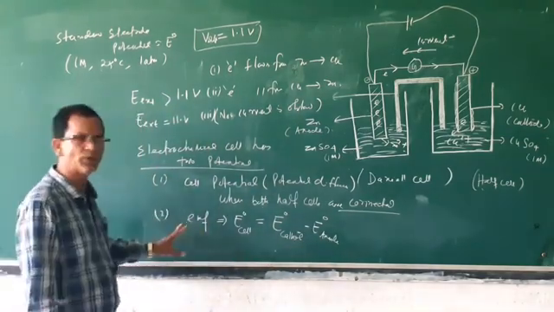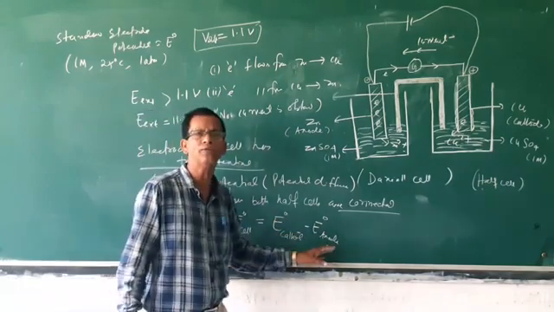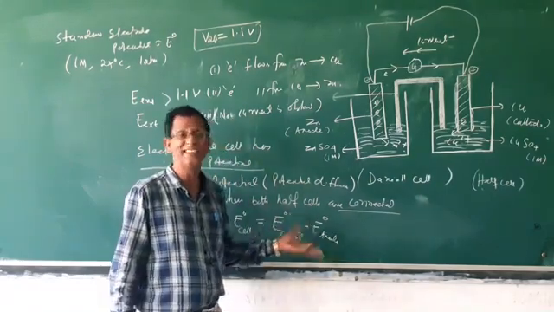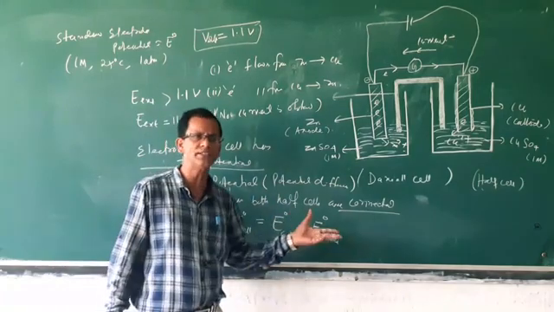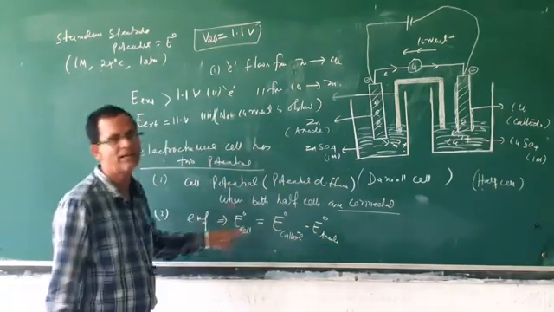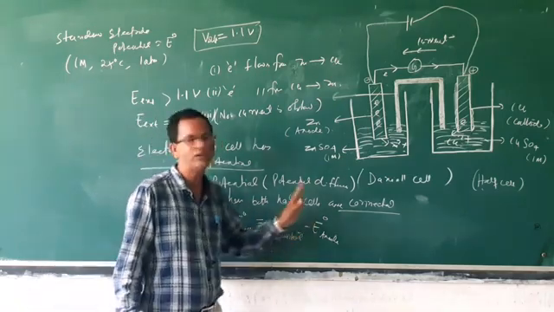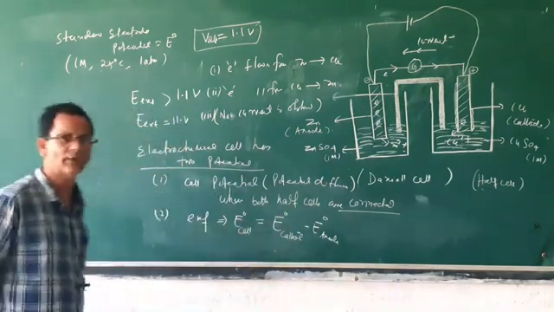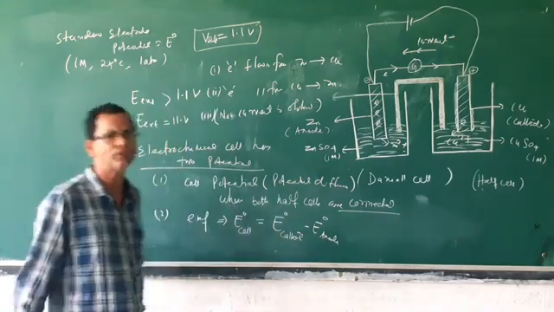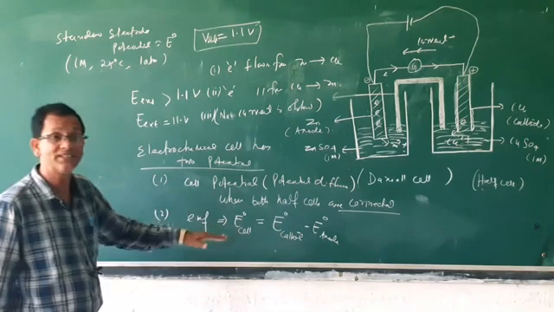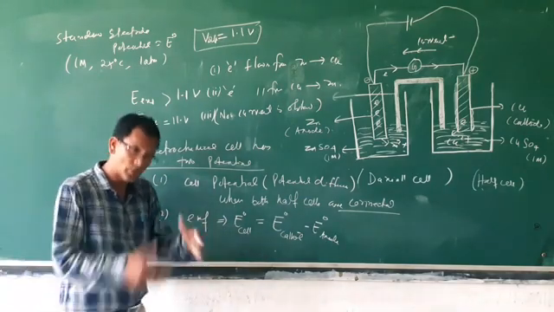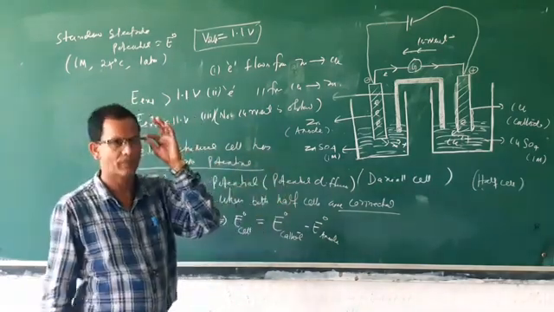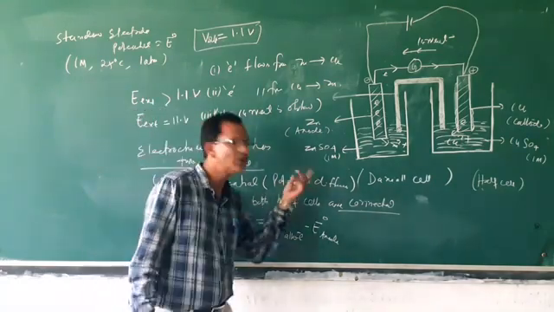E cell, that electromotive force, is equal to E naught of cathode minus E naught of anode. It is always written as E cathode minus E anode. That is the designation, the representation. The EMF of the cell is always calculated as E naught of cathode minus E naught of anode, because E naught of cathode is greater than E naught of anode. That potential is called electromotive force, EMF. But once it is connected, that potential obtained is called cell potential, or potential difference.